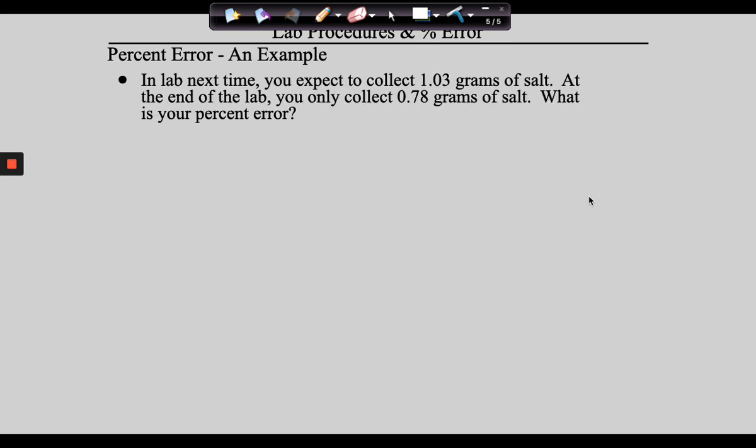Okay. So guys, read along with me. Do you have this on the next page? Oh, boy. So guys, it says this. You go into lab on Friday. This is really what we're going to do. You go into lab, not next time, but on Friday, and you expect to collect 1.03 grams of salt. At the end of the lab, you only got 0.78 grams of salt. What's your percent error? Don't touch your calculators.